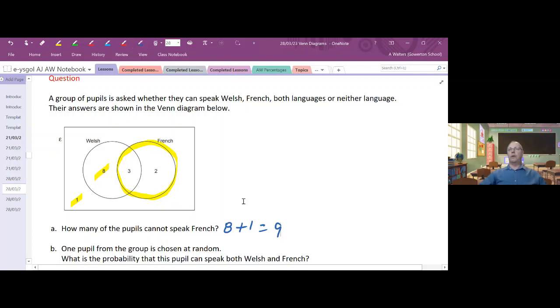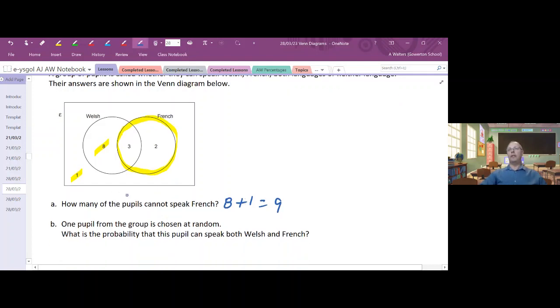Part B, 1 pupil is chosen at random. What's the probability? Now, the probability they want as a fraction. What's the probability that a pupil can speak both Welsh and French? Okay, so both Welsh and French. So that's the intersection. We're on about these 3 pupils. 3 pupils can speak Welsh and French. And if we add up all the numbers, 8 and 3 and 2 and 1, we've got a total of 14. So the probability that they can speak both Welsh and French is 3 over 14. Okay.